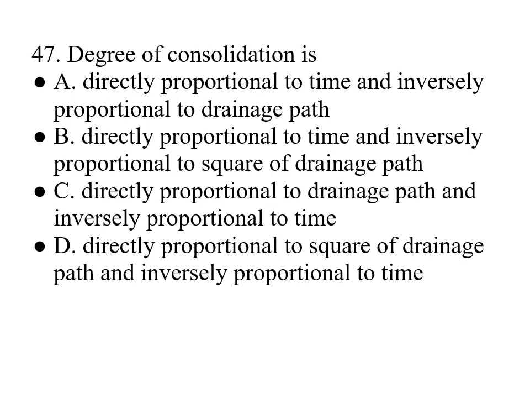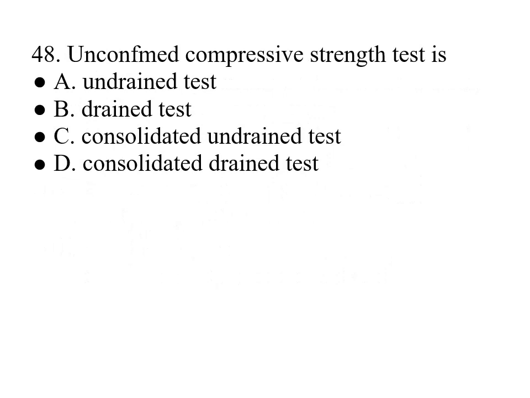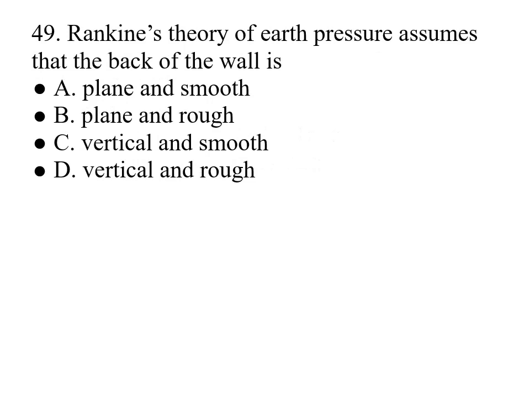47th question. Degree of consolidation is directly proportional to time and inversely proportional to square of drainage path. Option B is the right answer. 48th question. Unconfined compressive strength test is an undrained test. That is option A is the answer. 49th question. Rankine's theory of earth pressure assumes that the back of the wall is vertical and smooth. Option C is the correct answer.